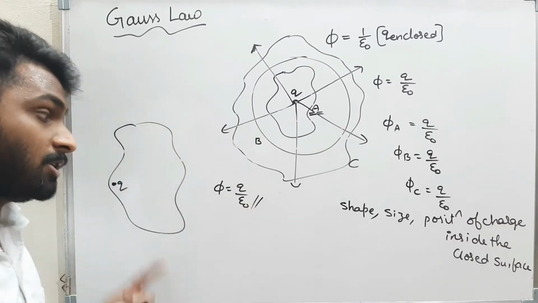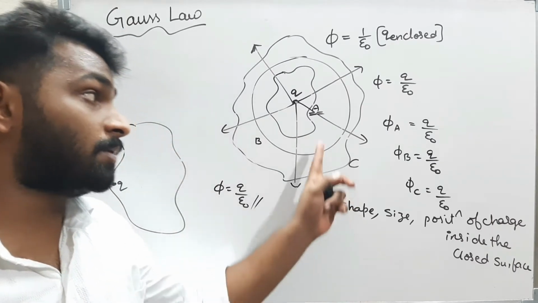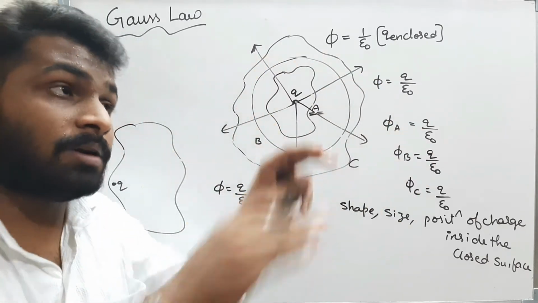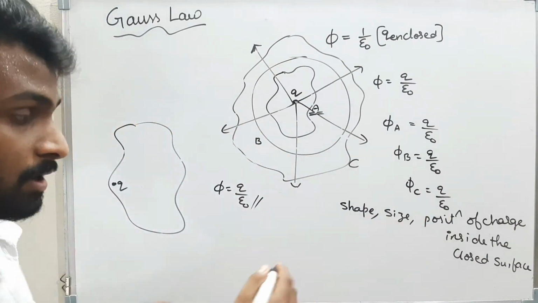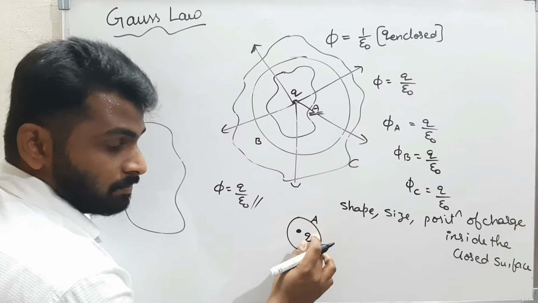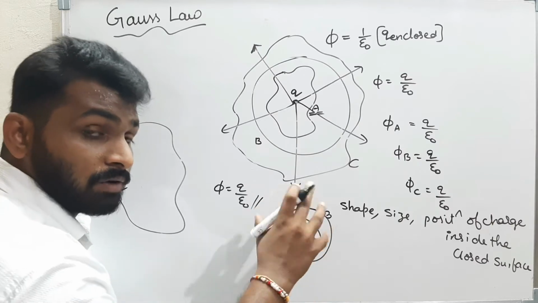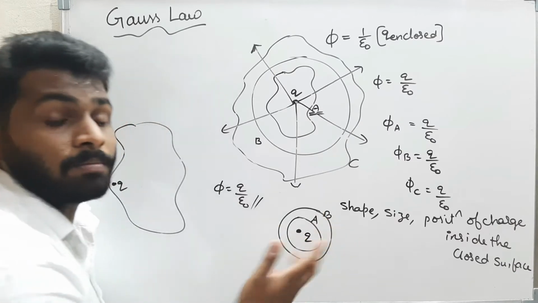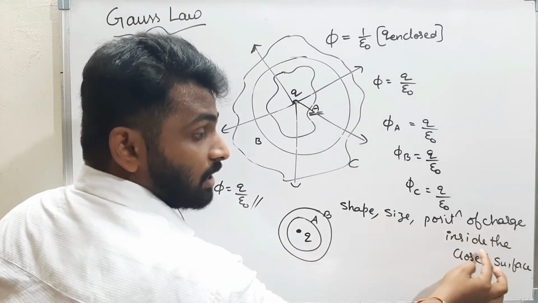That means, wherever be the charge position inside the closed surface, the flux will be the same. And the flux is independent of shape. It may be circular, it may be spherical, it may be an irregular shape, it may be any shape. But it must be a closed surface, that's all. And it is independent of size also. If this is a charge Q, the flux through this surface A is equal to the flux through this surface B. Both A and B are different sizes, but the flux through A and the flux through B is the same because the flux is independent of shape, size and position of the charge inside the closed surface.